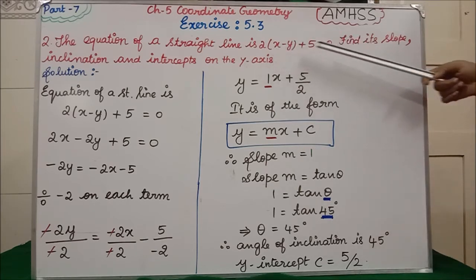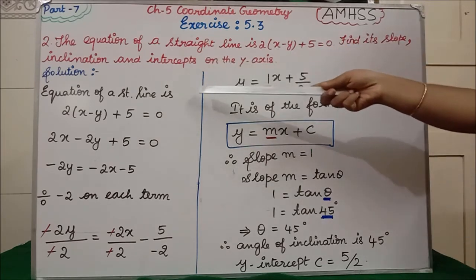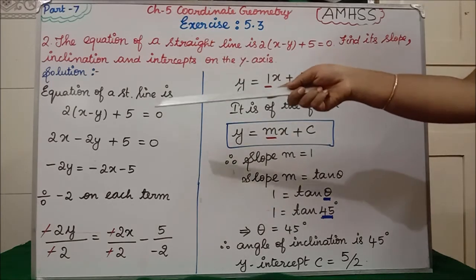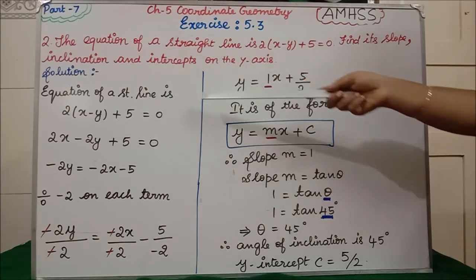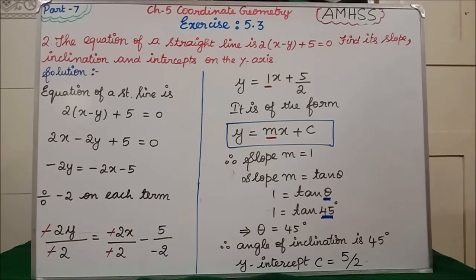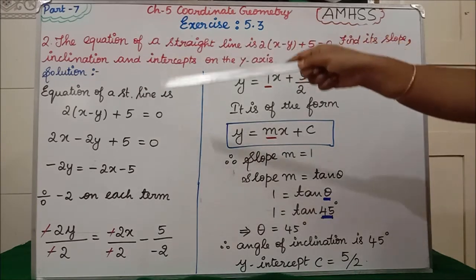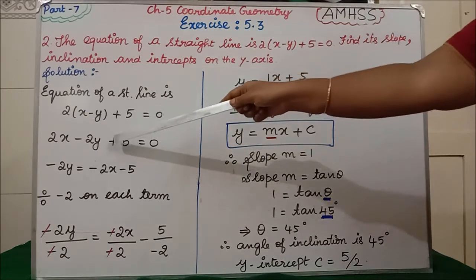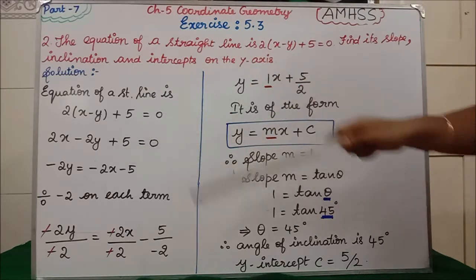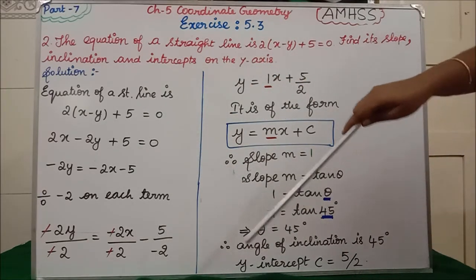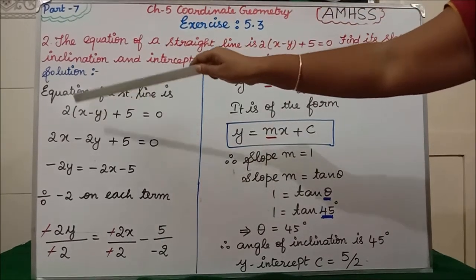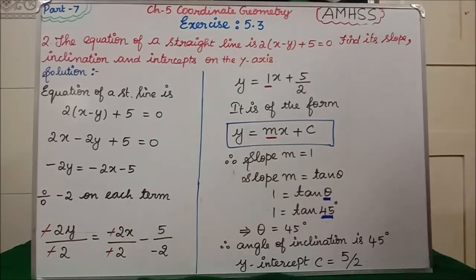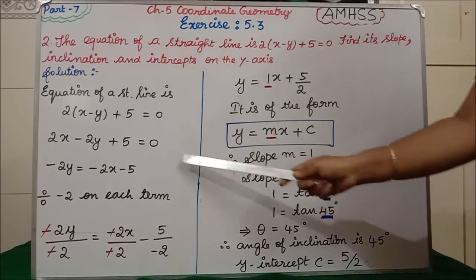This is the equation they have given. The equation of a straight line is 2 into (x minus y) plus 5 equal to 0. The next step, you take this 2 inside. 2 into x is 2x, 2 into y is 2y, plus 5 equal to 0. Can you understand here? The next step, we keep the y on one side, and the remaining values we take to the other side.